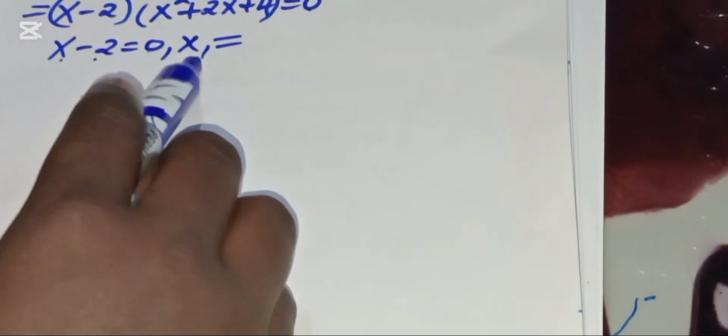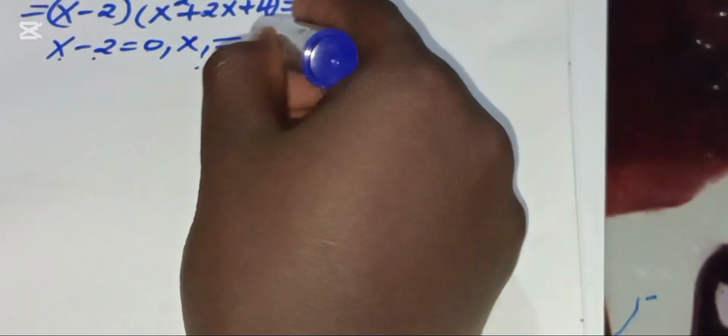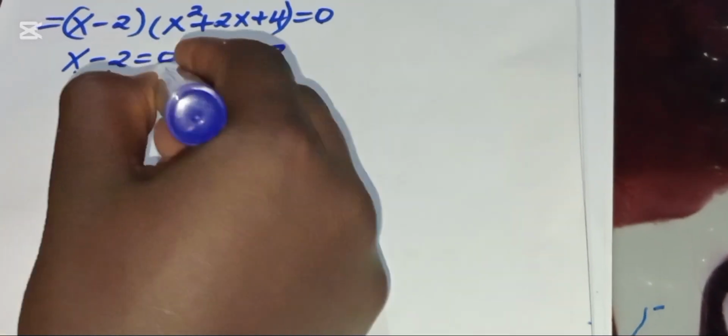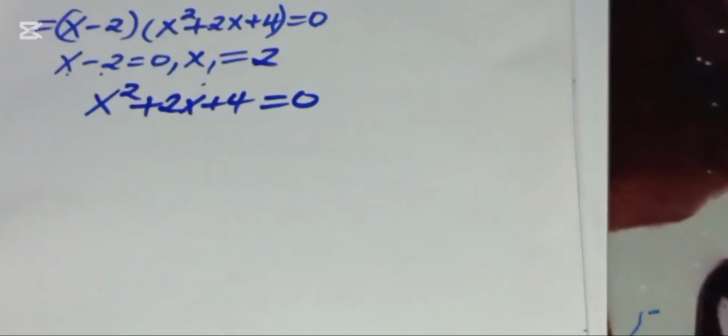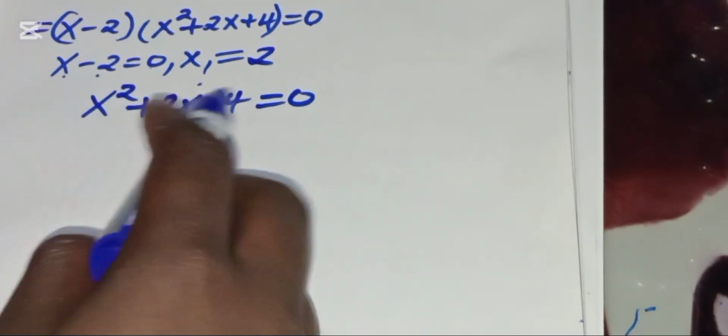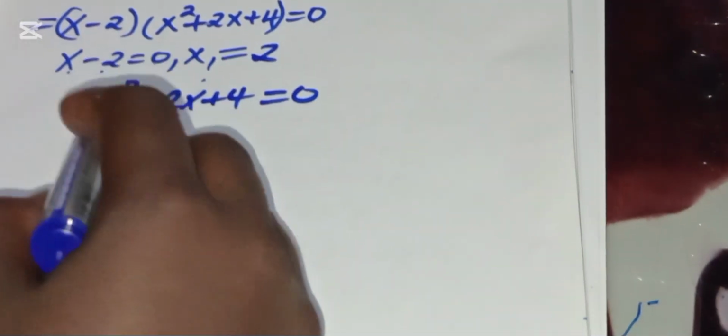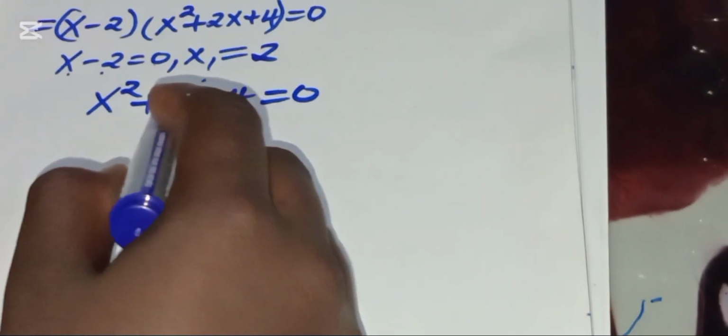After that, x minus 2 equal to 0, so that means that x1 is equal to 2, okay? The second part is what we have in the bracket, which is x squared plus 2x plus 4, and this is equal to 0, okay?